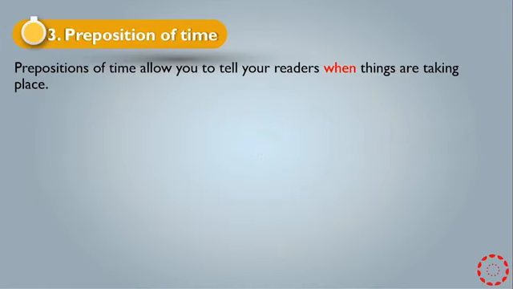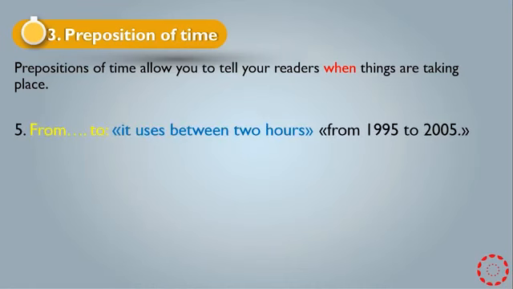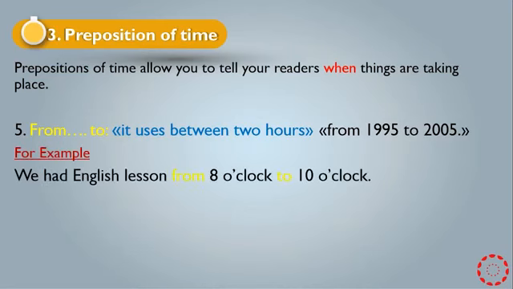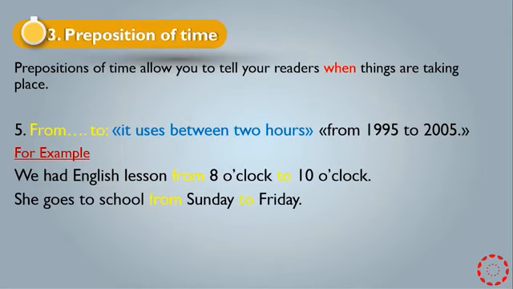Another one we have is from to. It is used between two times. We can say from 1995 to 2005, or from 1 o'clock to 3 o'clock, 5 o'clock to 6 o'clock. For example, we had an English lesson from 8 o'clock to 10 o'clock. As you see, we have two times, 8 o'clock and 10 o'clock, so we have to use from with to. She goes to school from Sunday to Friday. Also, it is two times.